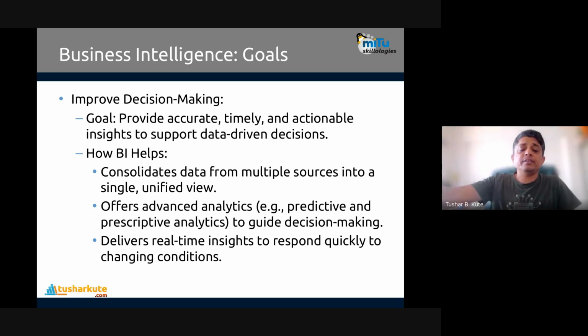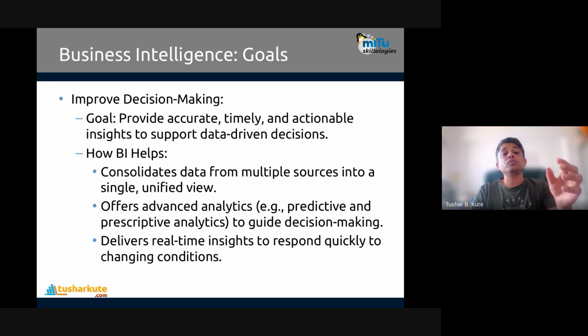decision making. So in BI's definition itself, decision making is given. I want to analyze, use my data as fuel for the system and make appropriate data-driven decisions out of it. That is what business intelligence does. So make this the first primary goal. The goal is to provide accurate, timely, and actionable insight to support data-driven decisions. But how can BI do it?